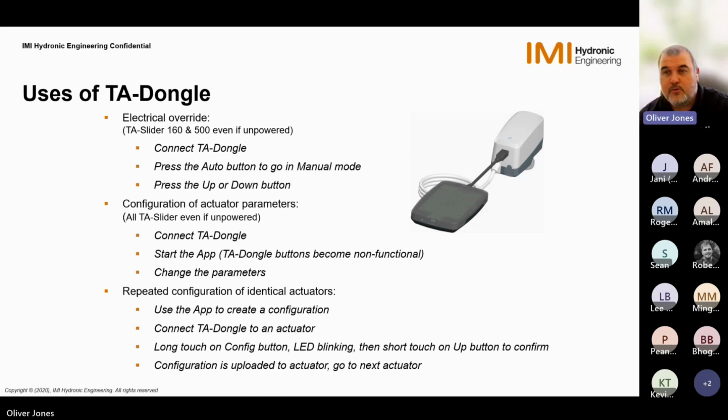We can also do that on repeated systems. So where we've got multiple PICVs on, say, again, relying on a fan coil system. We've got 300 fan coils and they've all got the same required flow rate. We can upload one configuration onto the TA dongle itself and paste that configuration onto every actuator that requires that same amount of flow, and they will work exactly as expected.